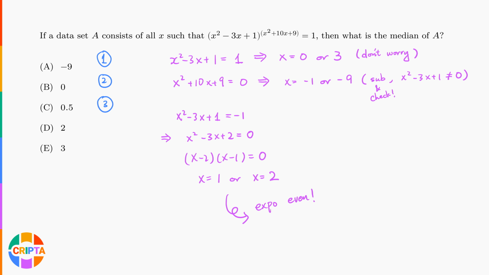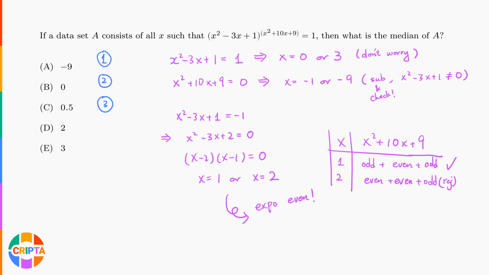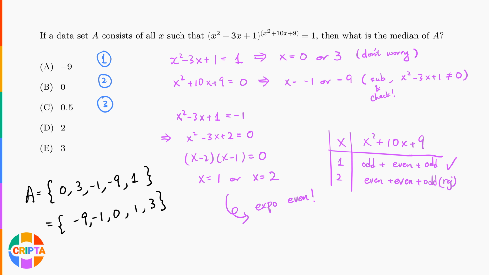Case 3, base equals minus 1. We have two possibilities, 1 and 2. And don't forget to put them back into the exponent to check if the exponent is actually an even number. And we need to reject one of these. Now we have our whole solution set, and we can rearrange it, and we can extract our median. Then we are done. The answer is B.